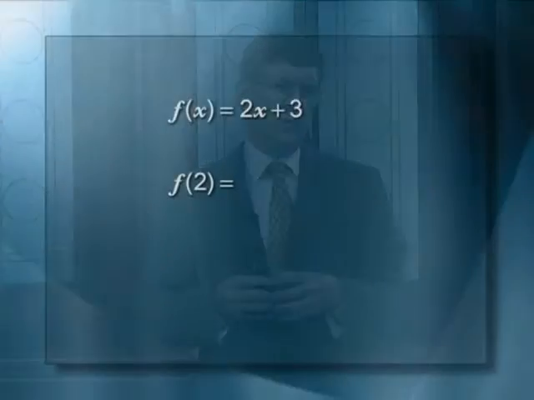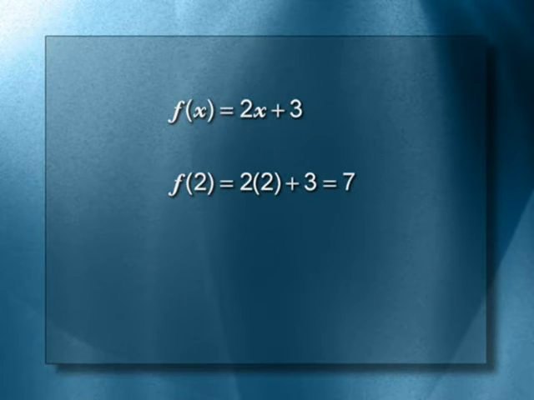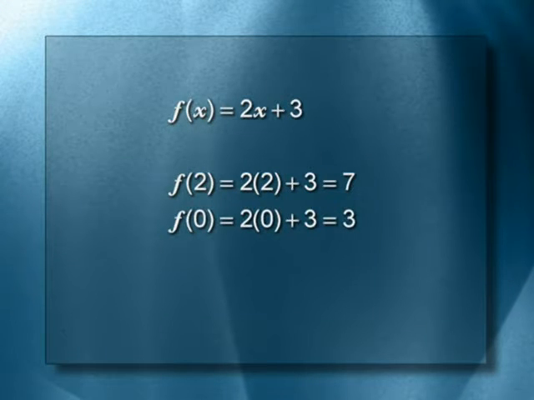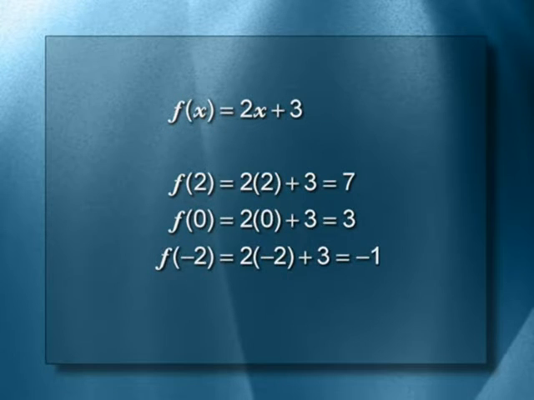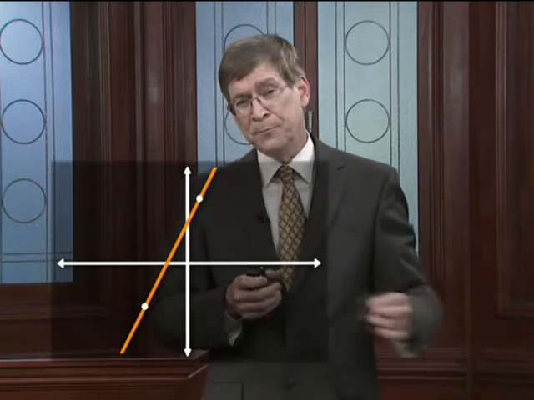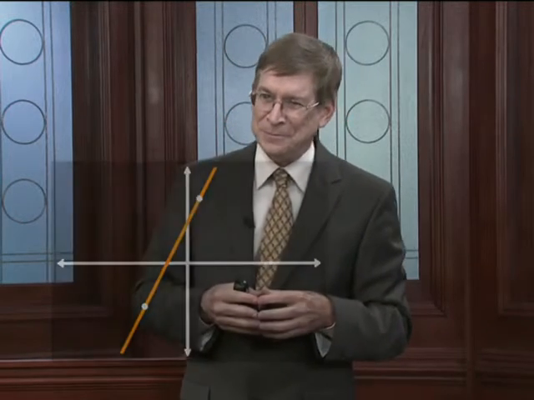Suppose I plug in 2. What's f of 2? Well, you would plug in 2 for x and get 2 times 2 is 4 plus 3, or 7. How about f of 0? Easy, 2 times 0 is 0, plus 3 is 3. How about minus 2? That'll give minus 1. So by plugging in certain values, I can then plot those numbers in the xy coordinate system and connect them with a curve. And in fact, in this case, it'll be a straight line, won't it?